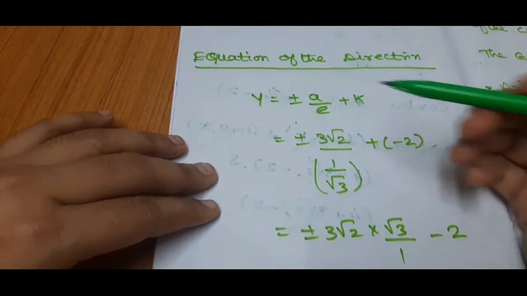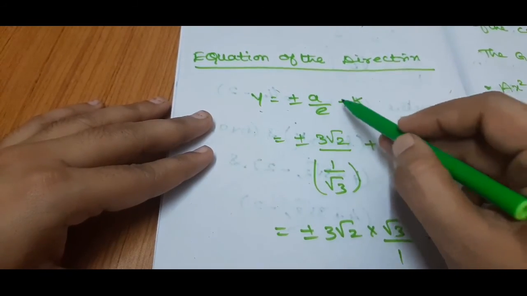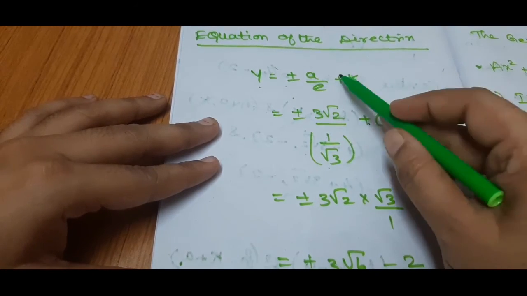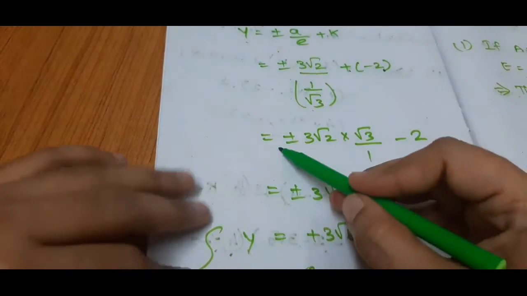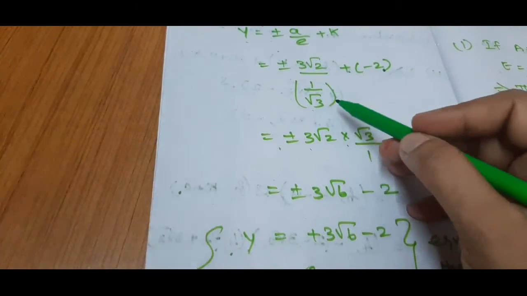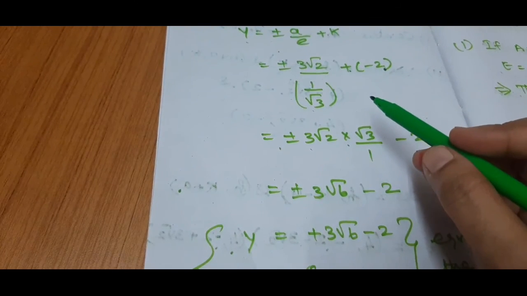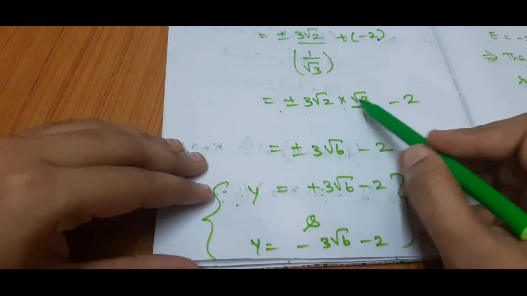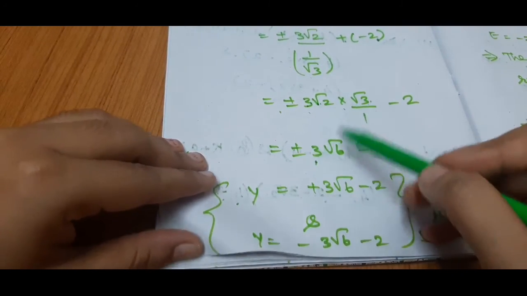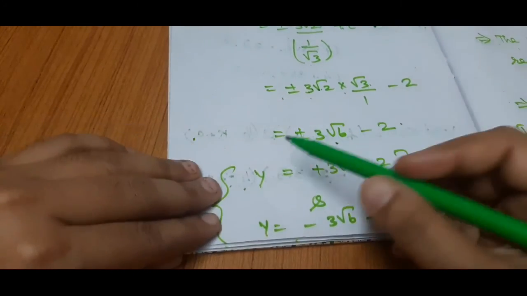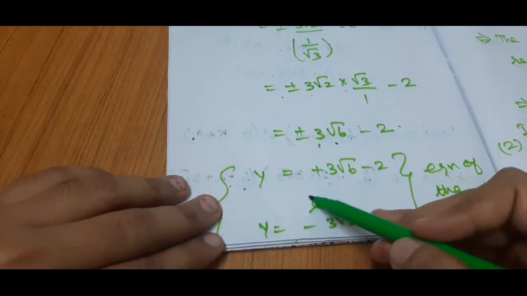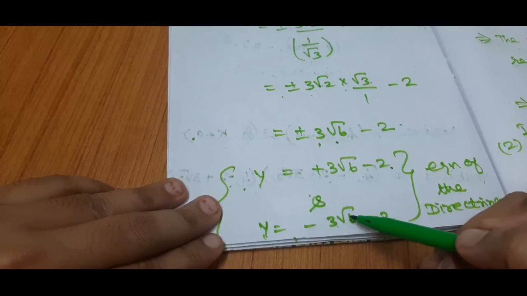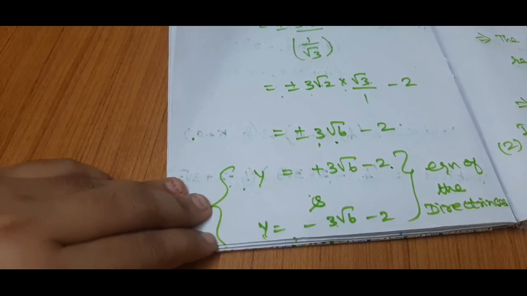Then the equation of the directrix will be y is equal to plus or minus a by e plus k. That is plus or minus 3 root 2 by 1 by root 3 plus k answer is minus 2. That is plus or minus 3 root 2 into 1 by root 3. Root 3 if I am writing as a reciprocal, this will be root 3 by 1 minus 2. So 3 into 2 3s are 6 minus 2. Therefore, the equation of the directrix will be y is equal to plus 3 root 6 minus 2 and y is equal to minus 3 root 6 by 2. These are the equations of the directrix.